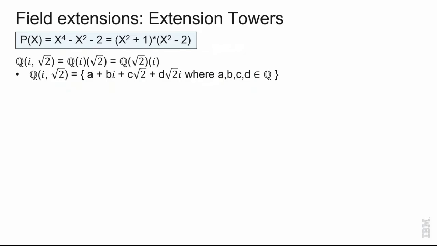It happens that the order is not important. You can see that if you add first i and then square root of 2, you get exactly the same field that you get if you first add square root of 2 and then add i. In both cases, what you get is what you see here. It's a linear combination, this time of 4 elements. So it's a linear combination of 1, i, square root of 2, and square root of 2 times i. Again, where A, B, C, D are all taken from the rationals.